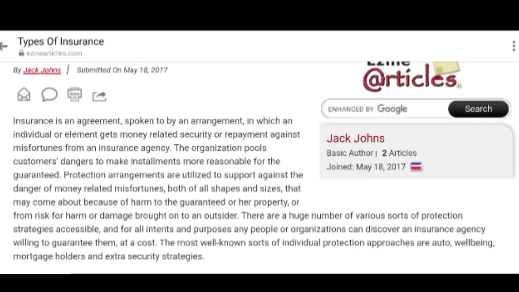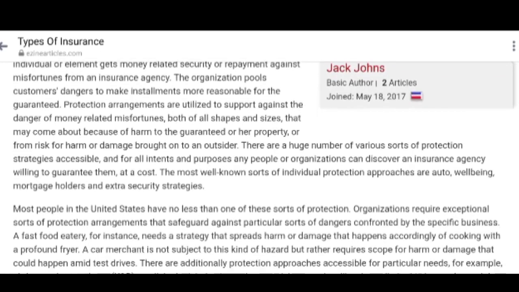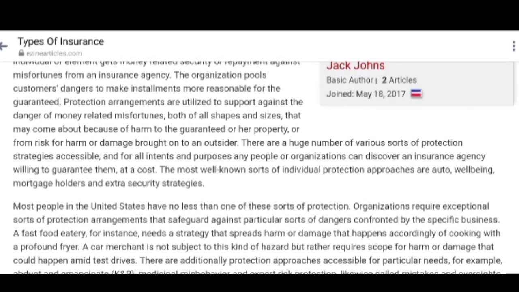Insurance is an agreement, represented by an arrangement, in which an individual or entity gets financial security or reimbursement against losses from an insurance company. The company pools clients' risks to make payments more affordable for the insured.